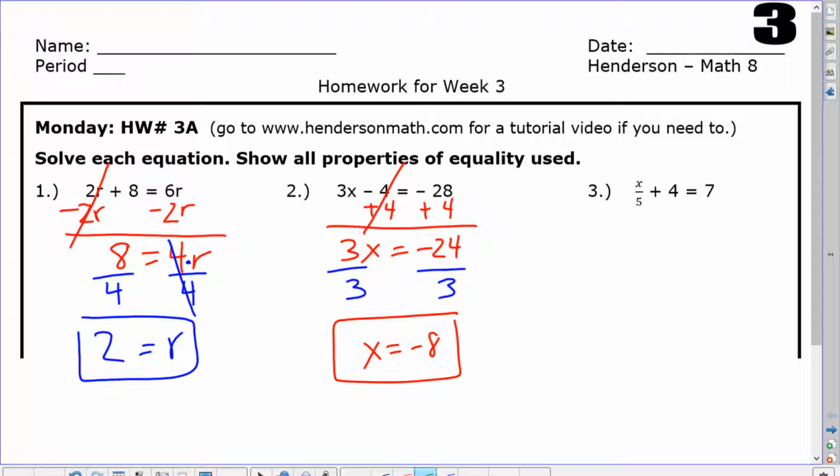Question number 3 should look familiar. We've been solving these for a while. Find your variable, remove the constant first, rewrite the equation, and remove your coefficient last. This says divide by 5. The inverse of divide by 5 is multiply by 5. You'll notice I write it slightly higher up by the numerator to get that cancellation here.